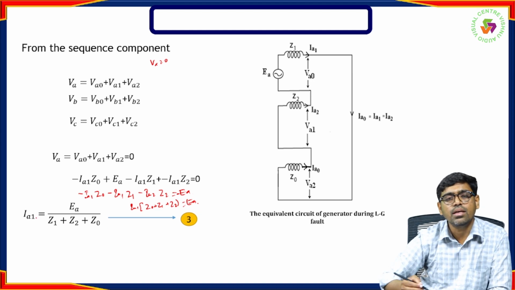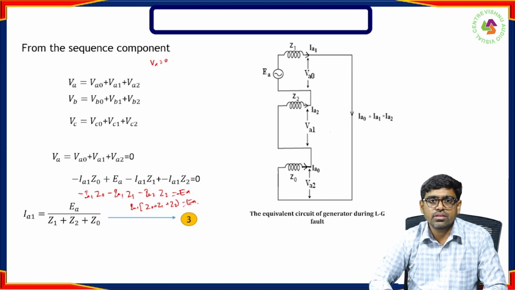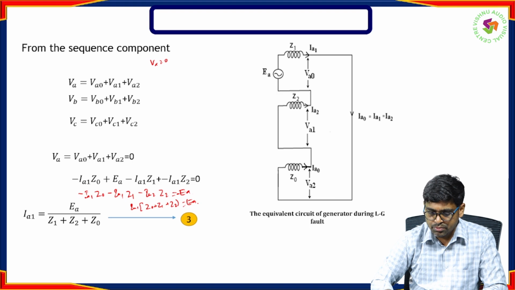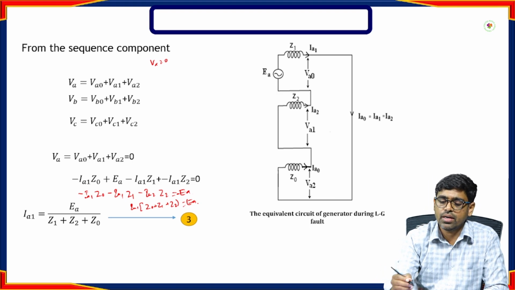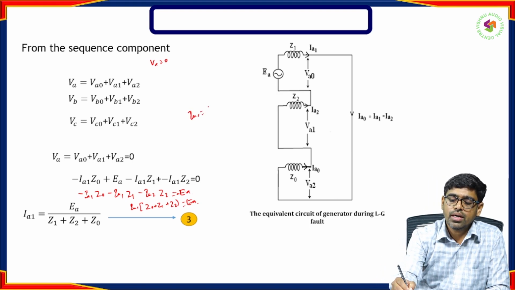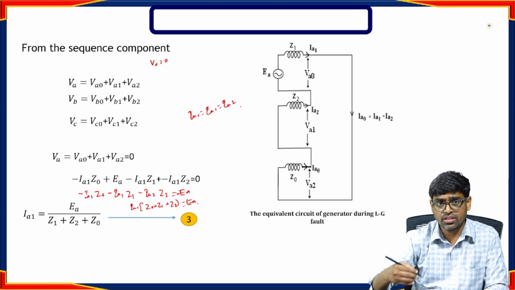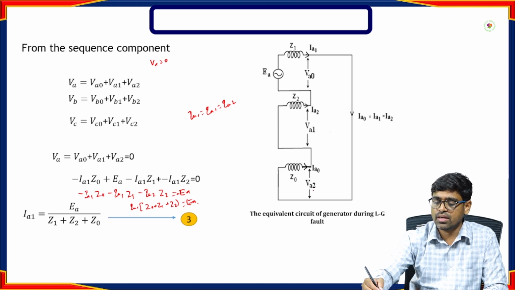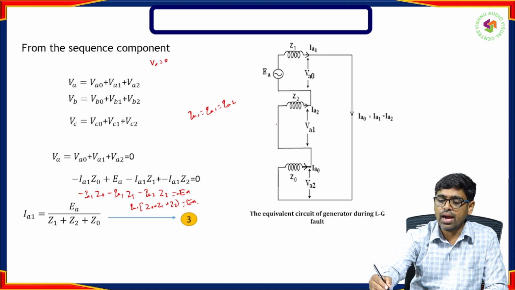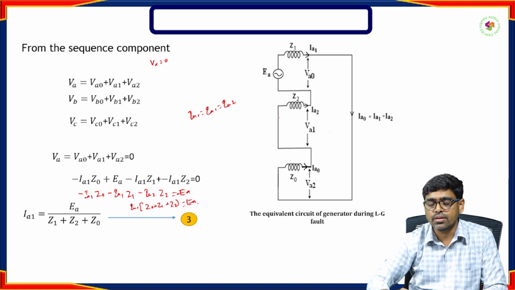So you can calculate this Ia1 sequence component. And we observe from this LG fault that Ia0 equals Ia1 equals Ia2, which means all these three sequence currents are equal. So we need to add this sequence component.